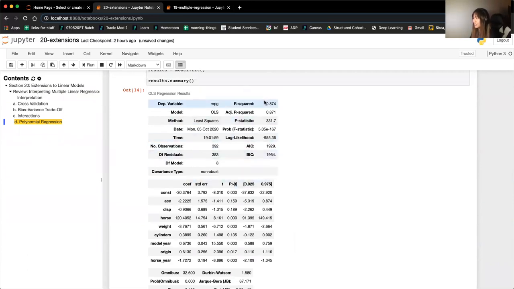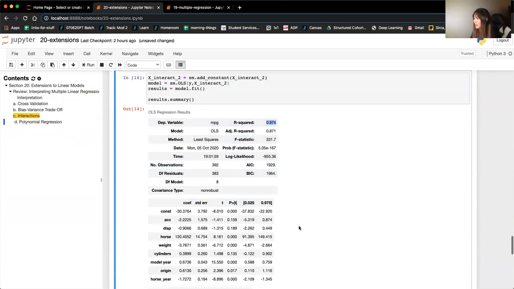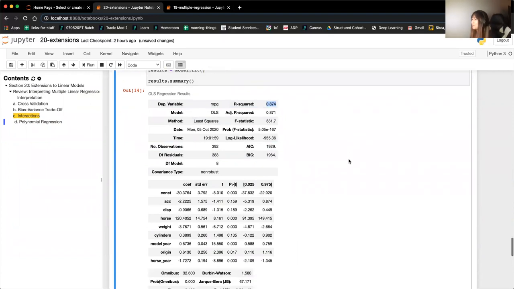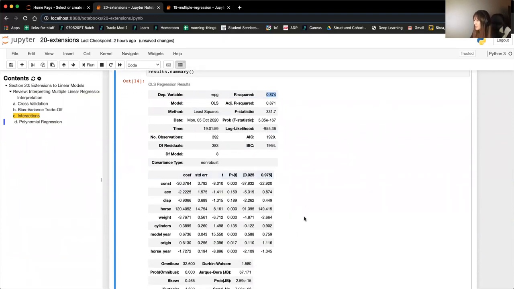R squared, actually now it shows us a better R squared because it's a different split. But here we have horse here, this is the coefficient, and our p-value is 0. So there's actually a very strong relationship between the interaction of horsepower and model year with miles per gallon.